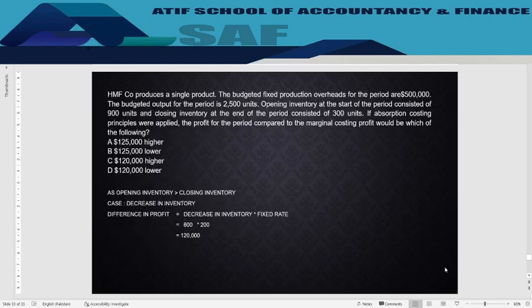In the next MCQs, HMF company produces a single product. The budgeted fixed production overhead for the period is $5 lakh. The budgeted output for the period is 2,500 units. Opening inventory 900, closing inventory 300. As it is a decrease in inventory case, we have to calculate the difference in profit by multiplying the decrease in inventory with a fixed rate. Fixed rate in this question can be calculated by dividing 5 lakh budgeted production overhead by a budgeted output of 2,500 units.